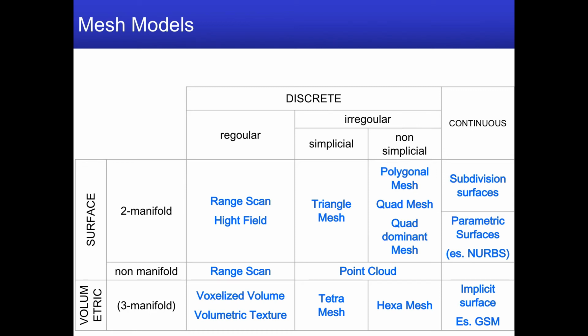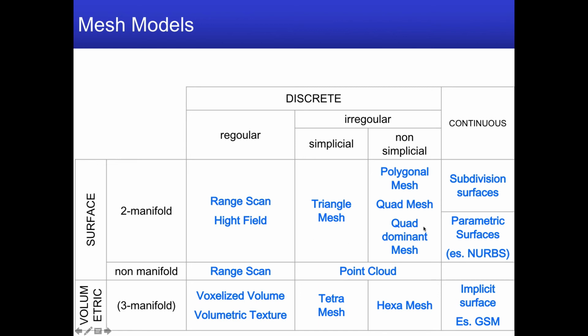So this is a bit of an overview of all the mesh models. You have, as we said, surface or volumetric. For surfaces, we have different kinds of representation. What we are interested in is triangle meshes and polygonal meshes, but of course you can have range scans. A range scan is when you actually scan an object. For each point of view you have a depth value that tells you how deep the point is in 3D, and that gives you a 3D shape. This is what the Kinect does, it gives you a range scan.